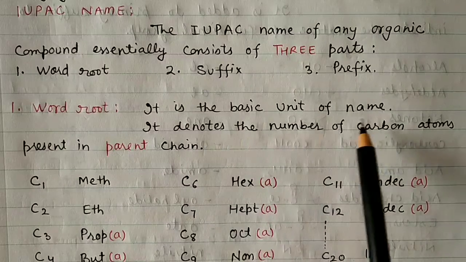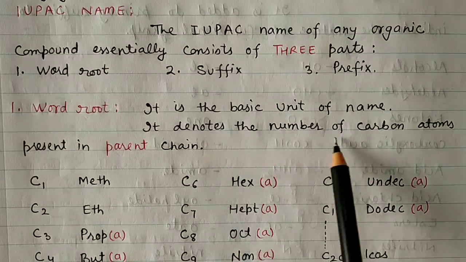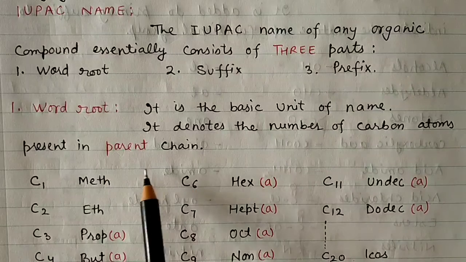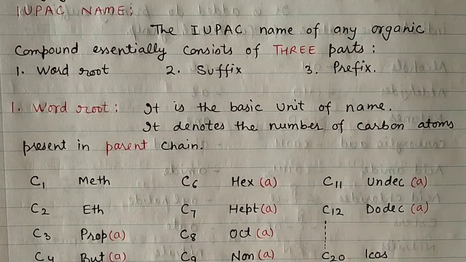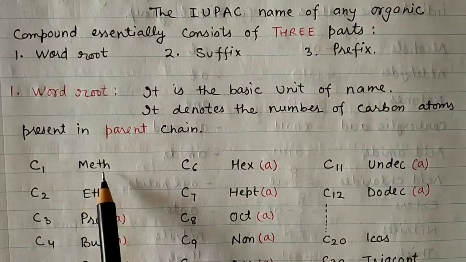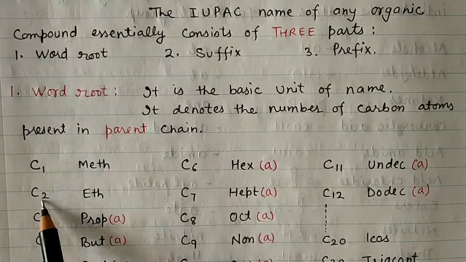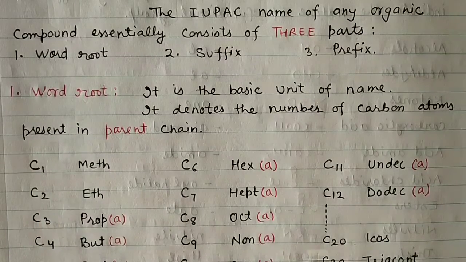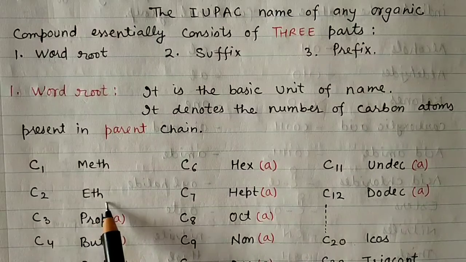It is the basic unit of the name. It denotes the number of carbon atoms present in a chain, and that chain is called the parent chain. For carbon 1 we will use the word root meth. For carbon number 2, that is, when the number of carbons is 2, we will use the word root eth.